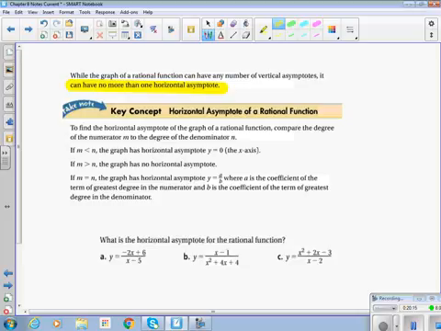To find the horizontal asymptote of the graph, compare the degree of the numerator to the degree of the denominator. Find the highest degree, once it's all multiplied out. If the degree of the numerator is less than the degree of the denominator, the horizontal asymptote is at y equals 0. If the top degree is larger than the bottom, there is no horizontal asymptote. And if they are the same, then your horizontal asymptote is the coefficient of your highest degree on the top over the coefficient of your highest degree on the bottom. So let's see how that plays out here.